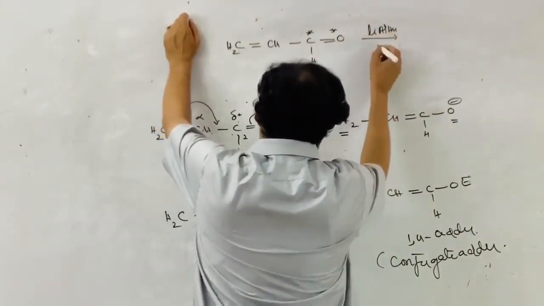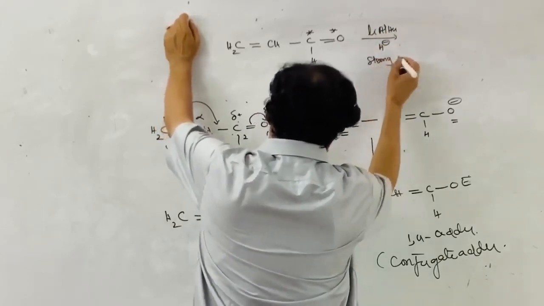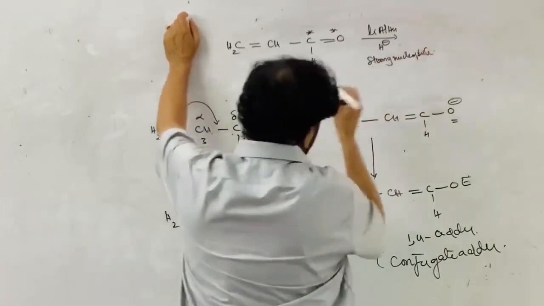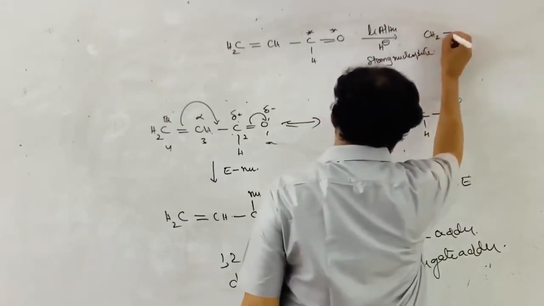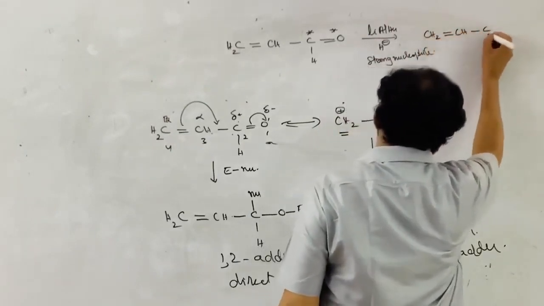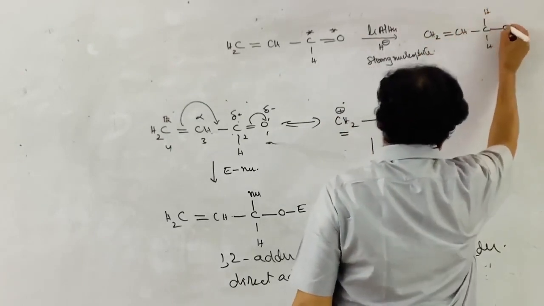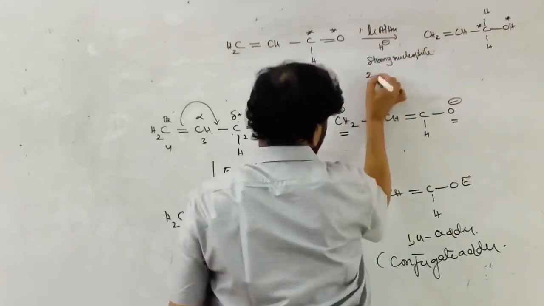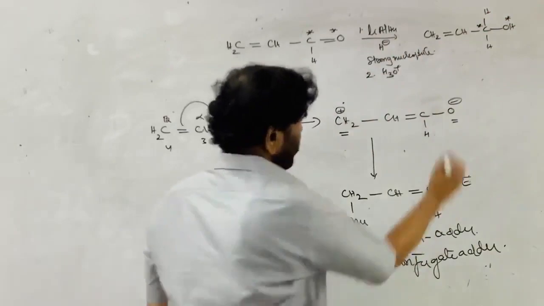See, I am taking lithium aluminium hydride. Remember, here the H minus is a strong nucleophile. Here is CH2 double bond CH, CH, this is H, that is OH. This is involved in 1,2 addition followed by hydrolysis, which is required.